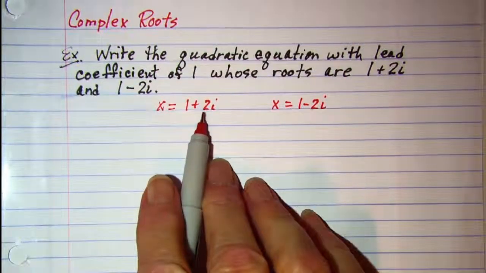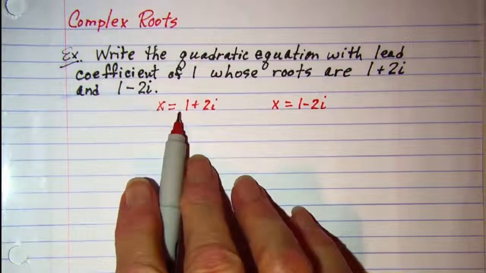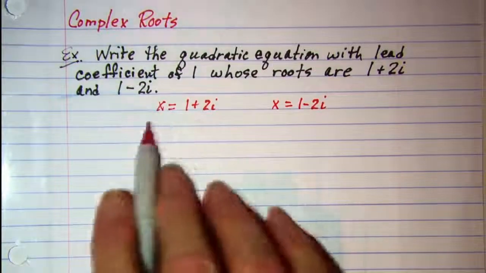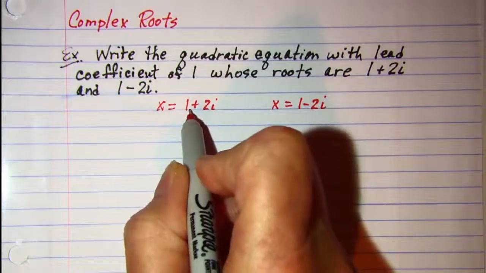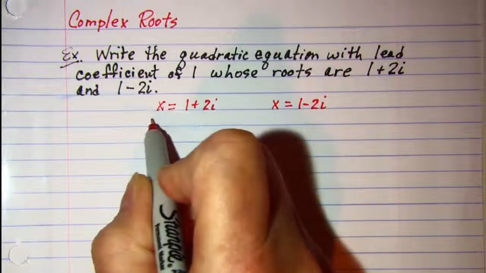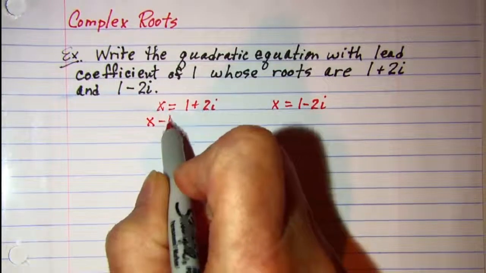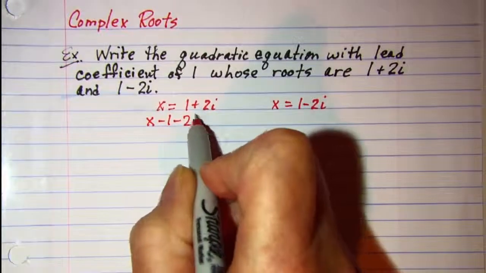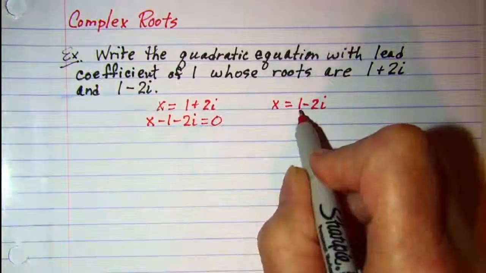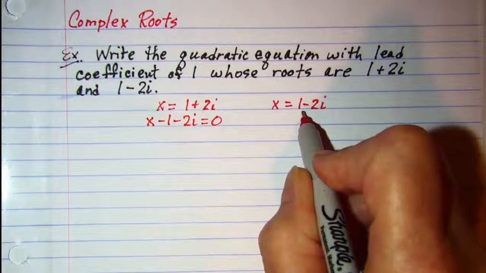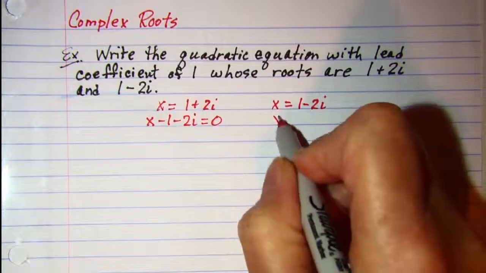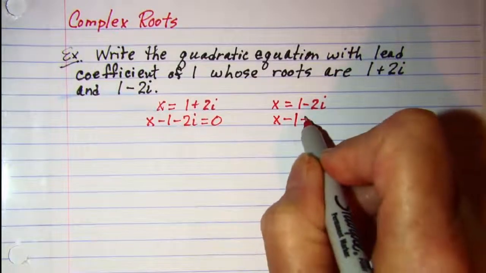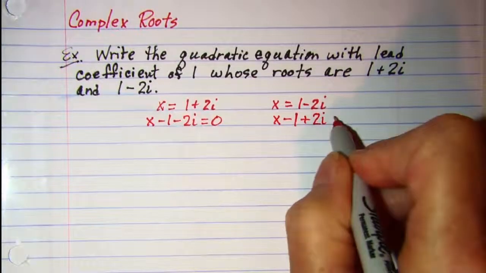We're working this backwards, so we want to write this as some expression is equal to 0. So I'm going to subtract the 1 and the 2i from both sides, and I have x minus 1 minus 2i is equal to 0. And on this equation, again, subtract the 1 and add the 2i to both sides. I have x minus 1 plus 2i is equal to 0.